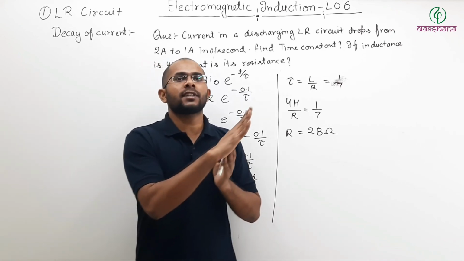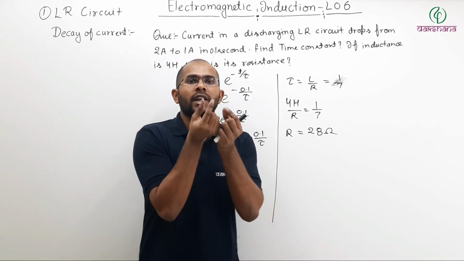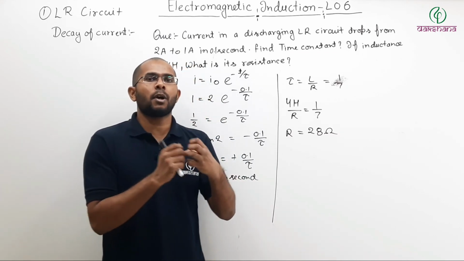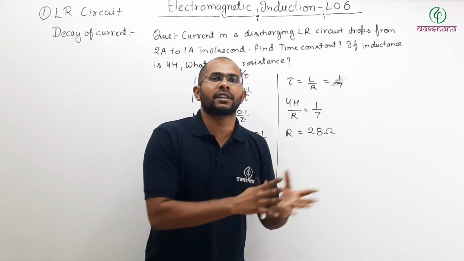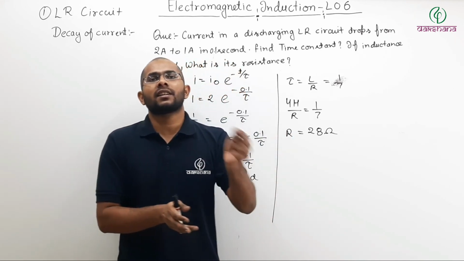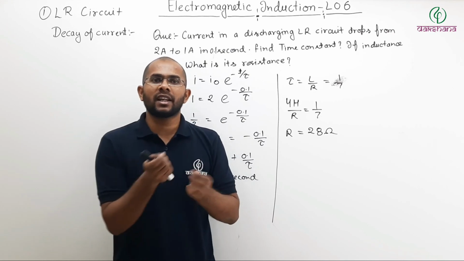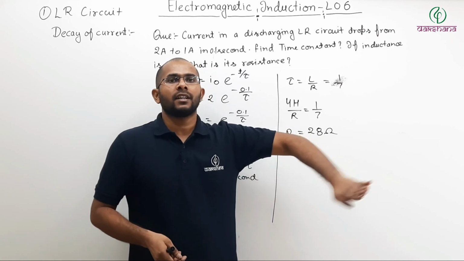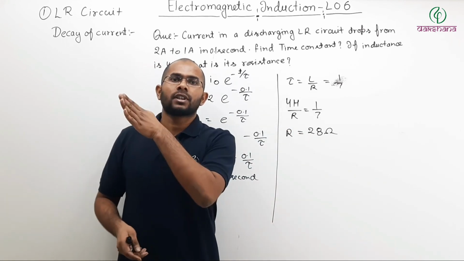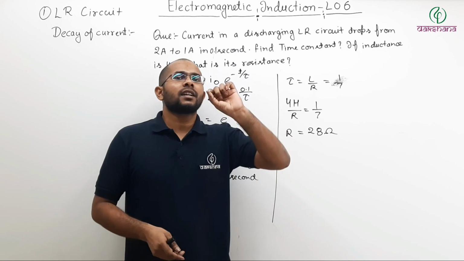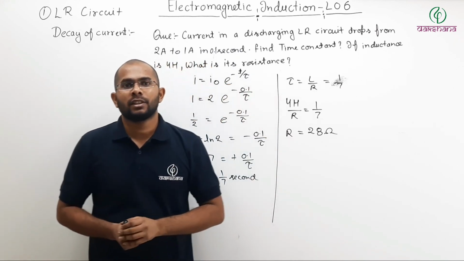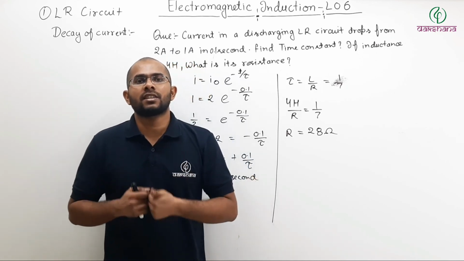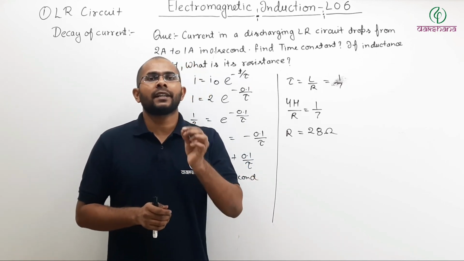While the current was growing in the circuit, your inductor was saving some of the energy. There was some amount of energy stored in the inductor. The same energy is released when you remove the battery and short circuit the circuit, and the current starts decaying. So in case of growth of current, the inductor stores some amount of energy. So in the next lecture we will be talking about how much energy is stored in an inductor.